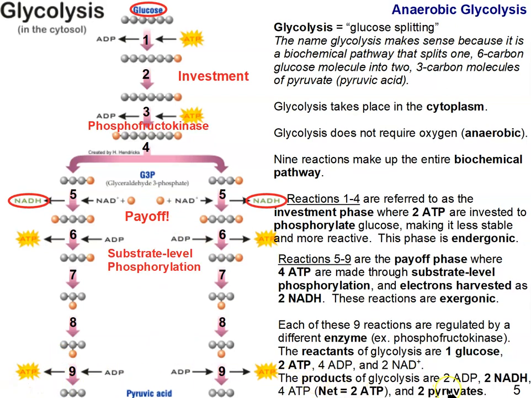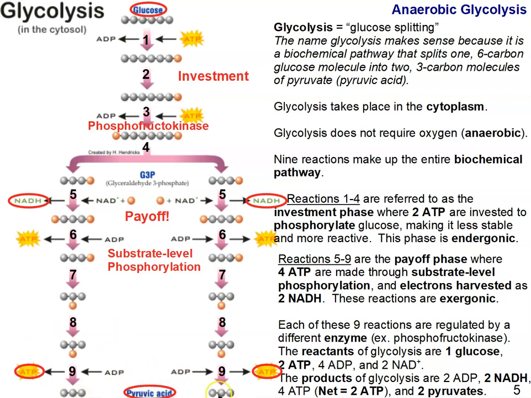The products of glycolysis are 2 ADP, that's these two here, 2 NADH, 4 ATP, that's these 4, but it's a net of 2 because we use 2 here, and 2 pyruvates, or pyruvic acids. The most important products being NADH, ATP, and pyruvic acid or pyruvate. And that pyruvate contains energy.